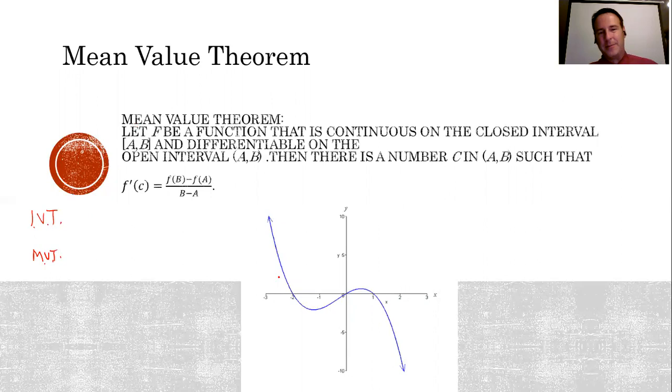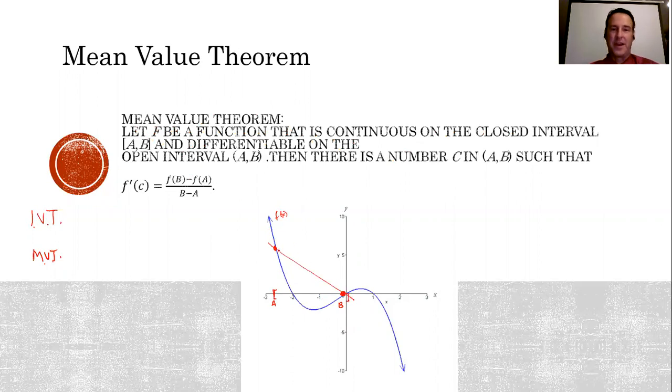So here's what I'm going to do. I'm just going to draw a secant line here. And I'm going to mark this here as a point, and there somewhere as a point. Let's call this A, and this is B, and then work with this definition. It says let f be a function that is continuous. Here's my f. It is continuous on the closed interval from A to B.